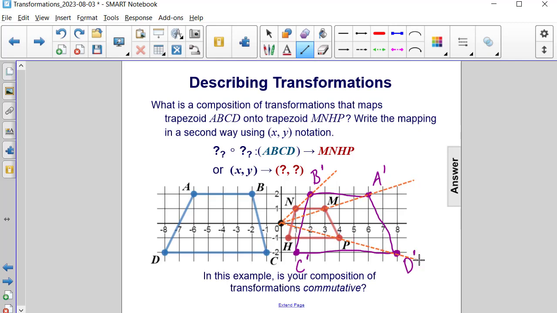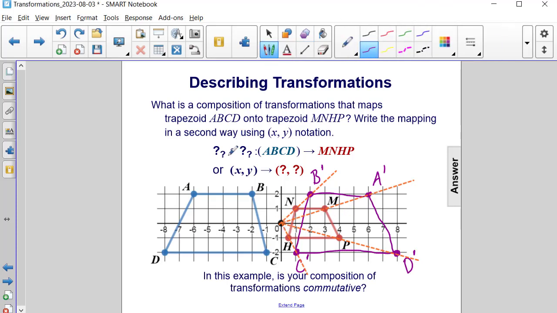You can clearly see that point D prime and point P are on the same line. Point C prime and H are on the same line. A prime and M are on the same line, and B prime and N are on the same line. And because we're making it smaller, it's going to be a reduction. And if you notice, the distance from the origin to B prime is double that from the origin to N. So we're reducing our original shape by half.